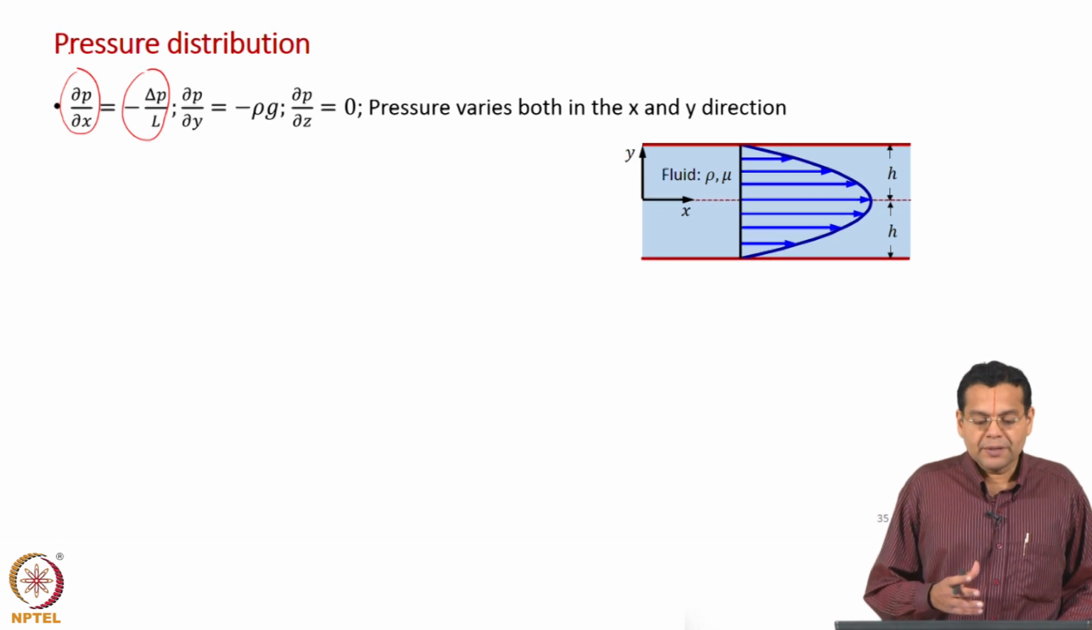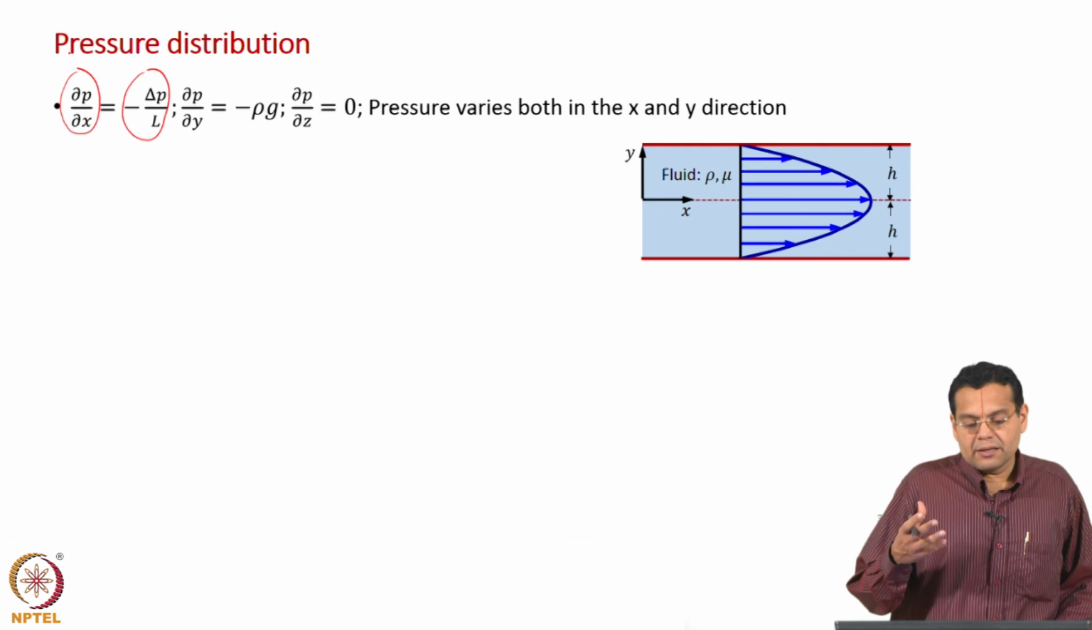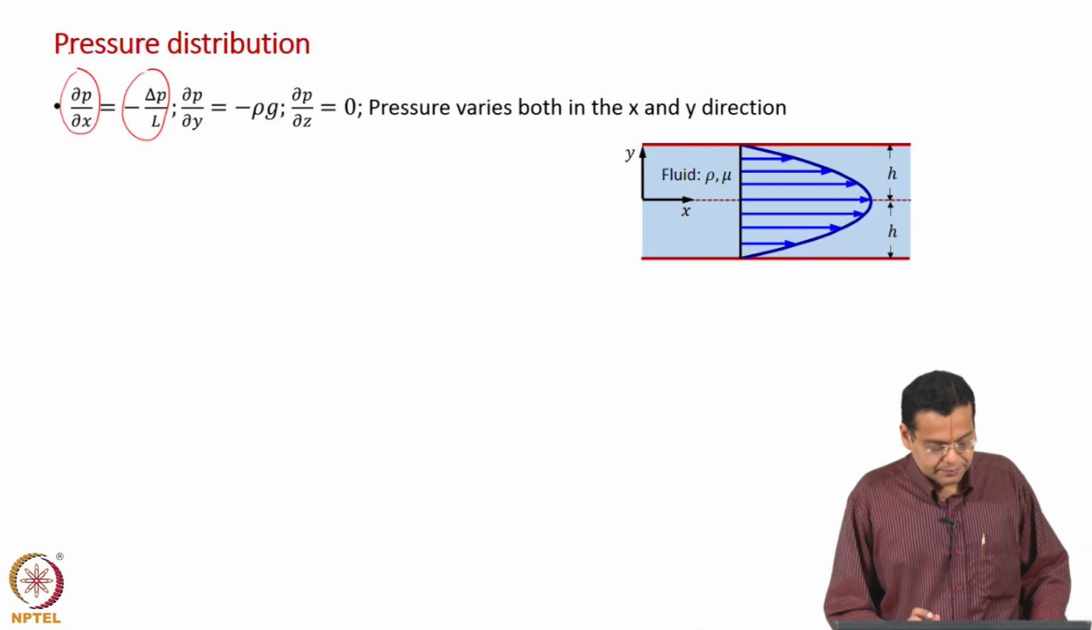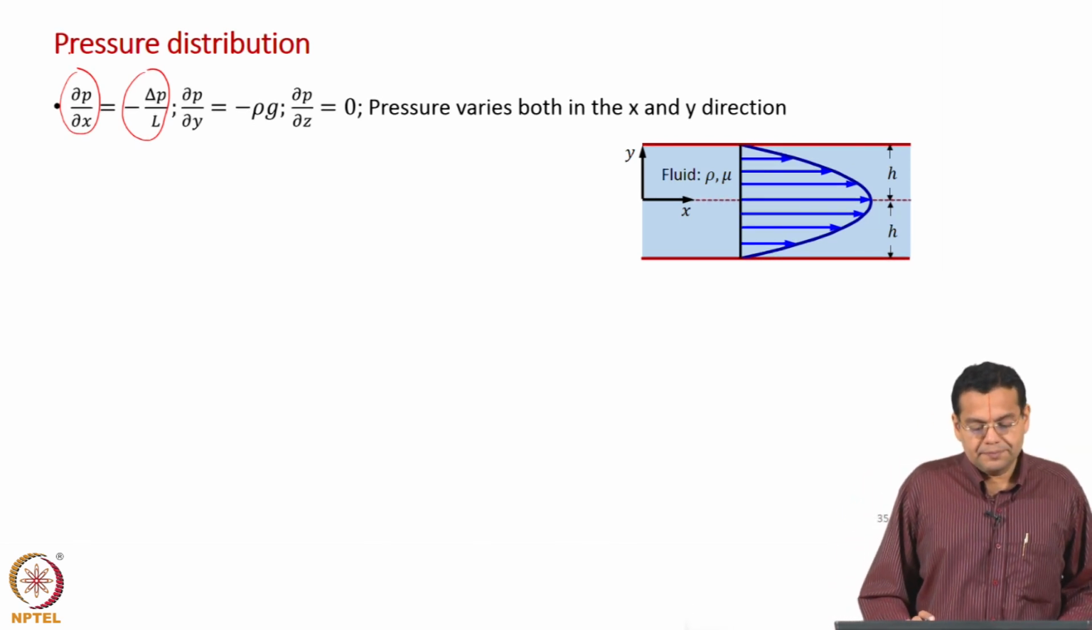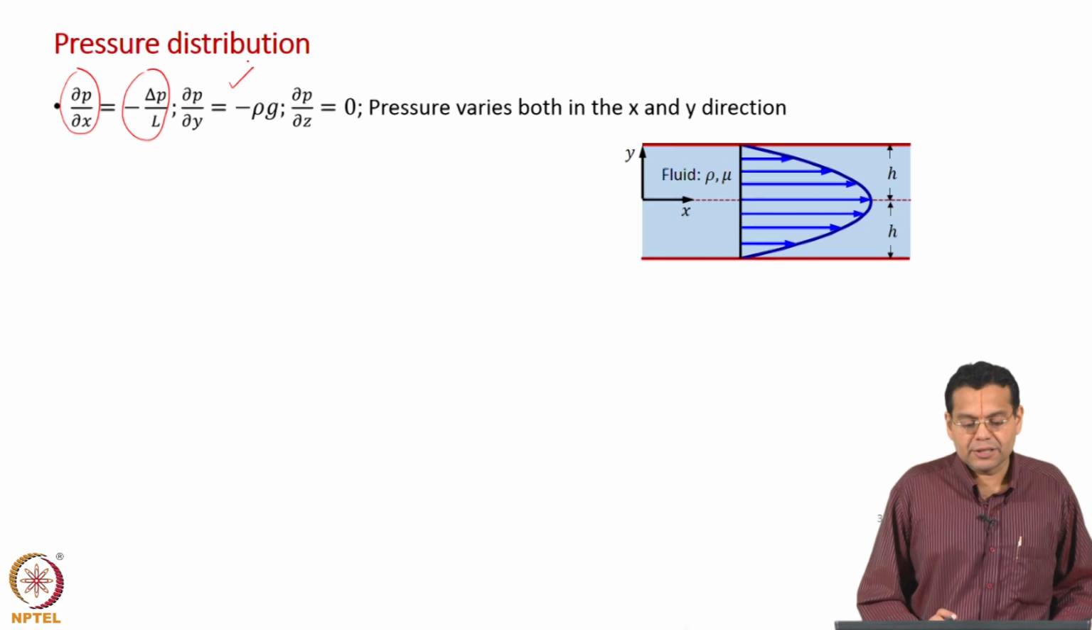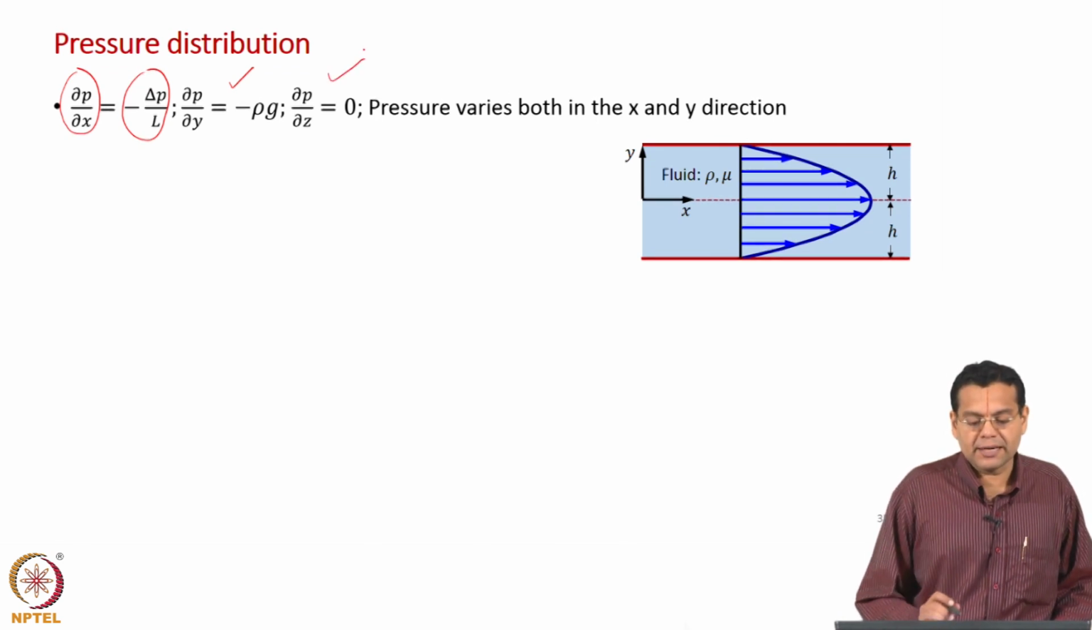For example, delta P by L could be, let us say, phi. The unit of pressure is Newton per meter squared, so for the pressure gradient, it could be a value like phi kilonewton per meter cubed. Now, the pressure gradient in the y direction is hydrostatic. So dou P by dou y is equal to minus rho g, and of course, there is no pressure gradient in the z direction.